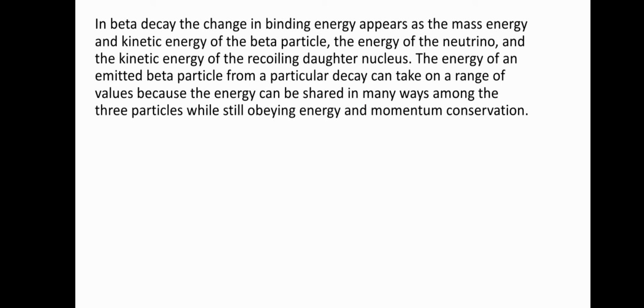In beta decay, the change in binding energy appears as the mass energy and kinetic energy of the beta particles, the energy of the neutrino, and the kinetic energy of the recoiling daughter nucleus. The energy of an emitted beta particle from a particular decay can take on a range of values because the energy can be shared in many ways among the three particles while still obeying energy and momentum conservation.